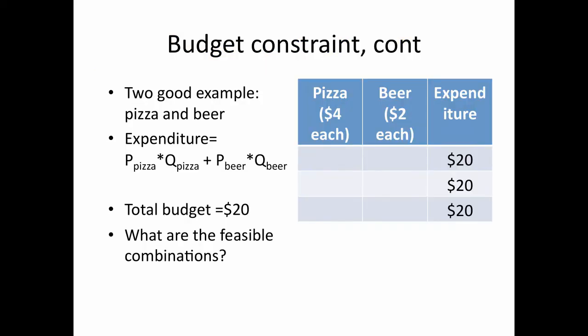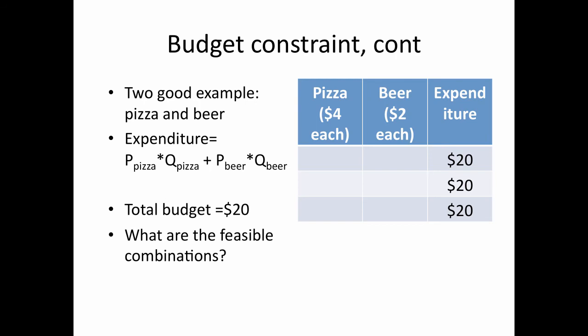So for instance, we might think of a two-good example of beer and pizza that we illustrated the indifference curve with previously. Our expenditure on beer and pizza is going to be the price of pizza times the quantity of pizza, plus the price of beer times the quantity of beer that we've drunk. Now let's just suppose for the sake of argument that we had $20 available. What we want to get at with the budget constraint is what are the feasible combinations of pizza and beer that we could buy with our $20.